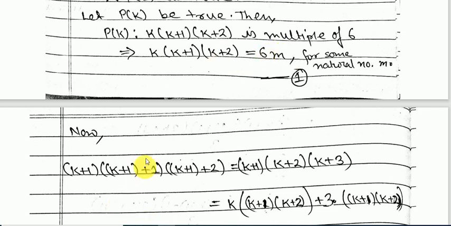Then we have to prove for k plus 1. So wherever you have k, you will replace it by k plus 1. So it's written. Now you simplify it. The first term is k plus 1. In this second one, this will become k plus 2. And this will become k plus 3.